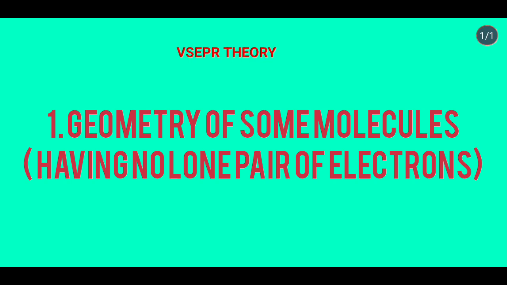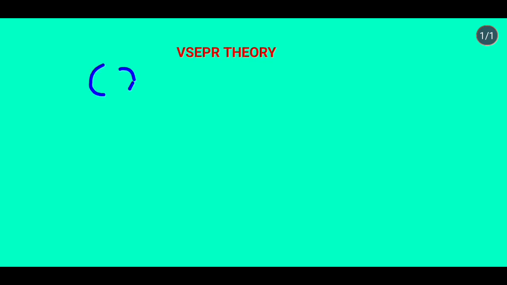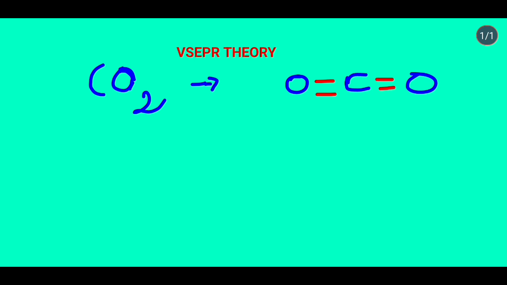VSEPR theory: geometry of some molecules having no lone pair of electrons. Take carbon dioxide. For these molecules we first need the Lewis structure, and from the Lewis structure we find the molecular geometry, the number of electron pairs and the angles.